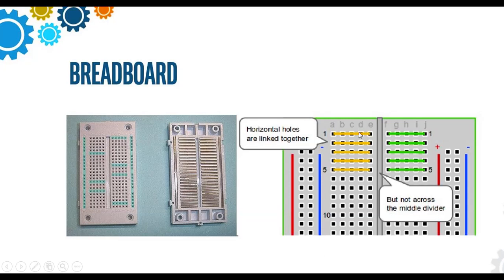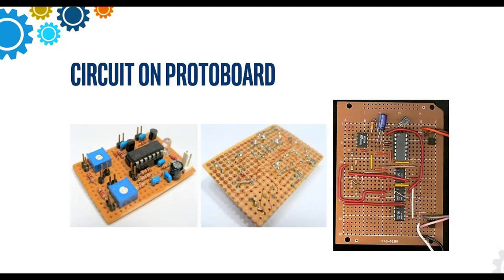These are not shorts, but A, B, C, D, E, F are the shorts. So we can place components in vertical directions, and it may short in the horizontal direction. So these are the breadboards where we can place components and design a circuit. Another way to design a circuit is the proto board, or we can say zero PCB.